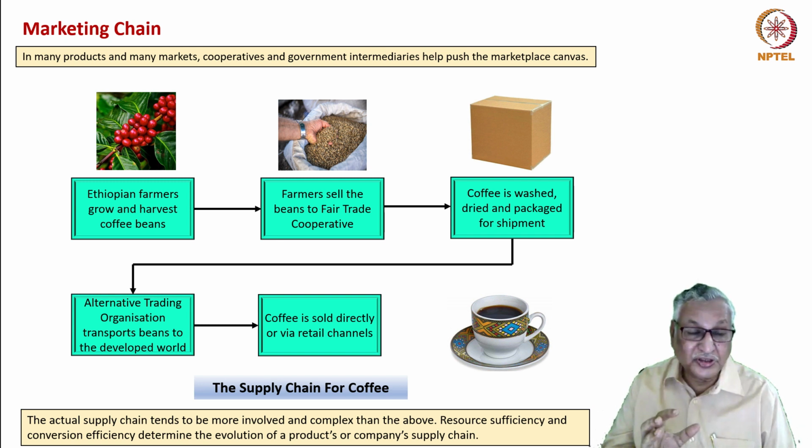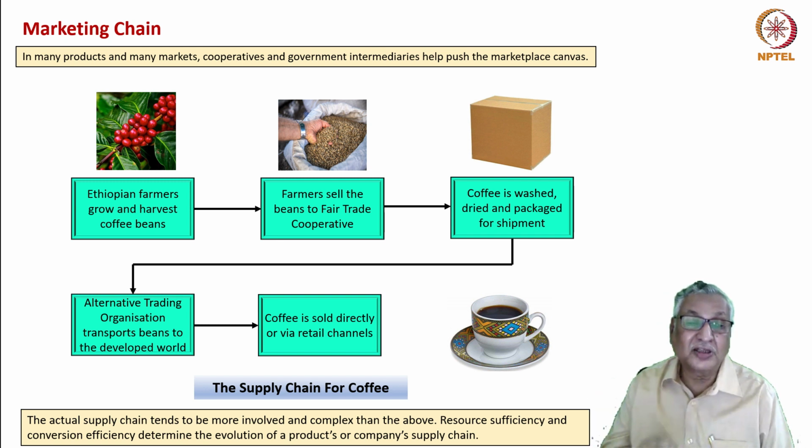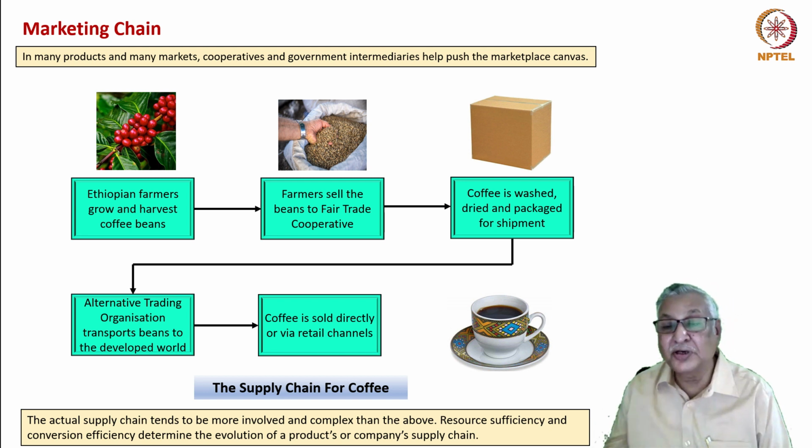Now, the coffee seeds or the coffee beans are grown in the farms, and the farmers are involved at the ground level. They grow and harvest the coffee beans, and typically they cannot sell this straight to Starbucks. The farmers sell the beans to a fair trade cooperative that exists, and then the coffee is washed, dried, and packaged for shipment. And there would be alternative trading organizations that transport beans to the developed world, and then coffee is made through those coffee beans and sold directly or via retail channels, and you get your coffee.